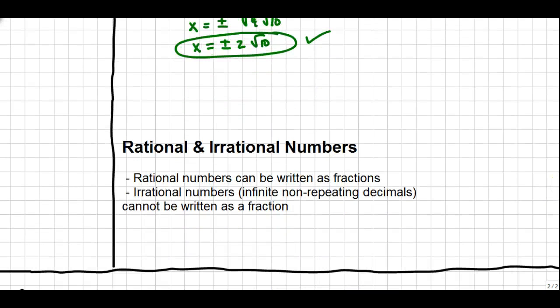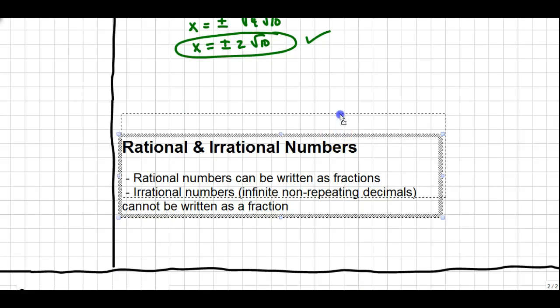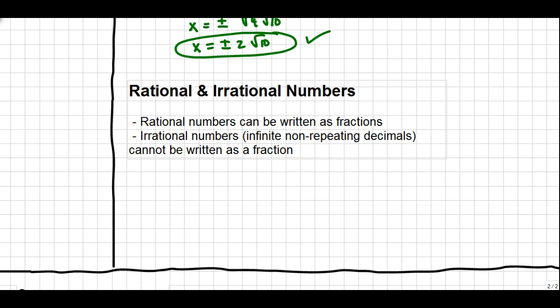The last topic in the lesson is talking about rational and irrational numbers. They may ask you to classify your answer by name. Rational numbers, the word rational comes from the word ratio, and a ratio is another word for a fraction. So when we're talking about rational numbers, they are numbers that can be written as fractions. So all regular numbers and their opposites can be written as fractions. Obviously, all fractions can be written as fractions. And then some square roots can also be written as fractions.